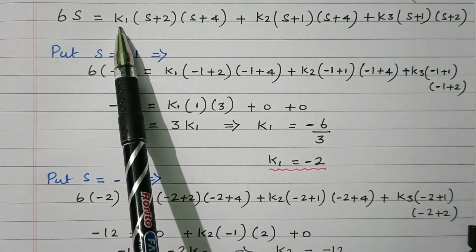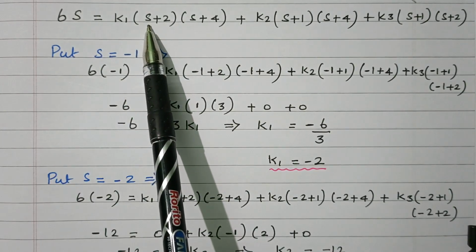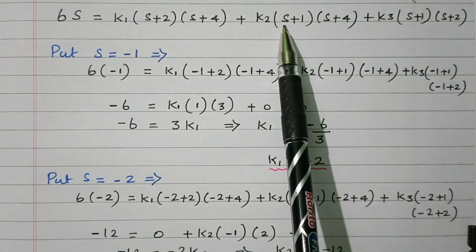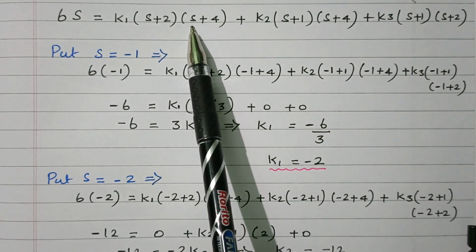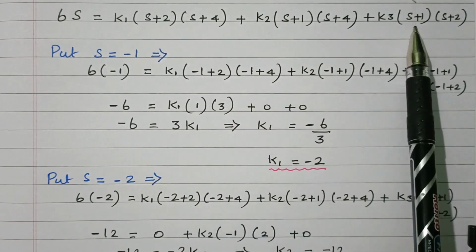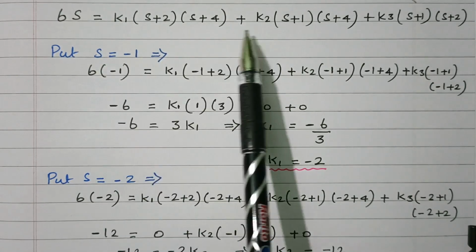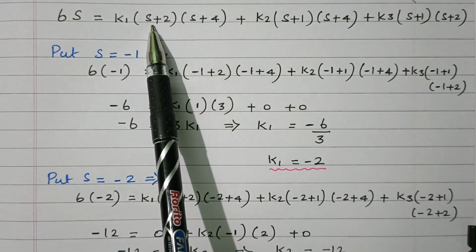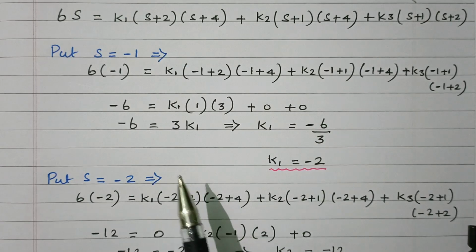We can easily calculate k1. Similarly, if we substitute s equal to minus 2, this term and this term get cancelled, and we can easily find k2. If we substitute s equal to minus 4, k1 and k2 cancel, and we can find k3. So select the s value such that it will cancel the terms. Here s plus 2 is there, so we will substitute minus 2. Here minus 4, here minus 1. We can select the value.